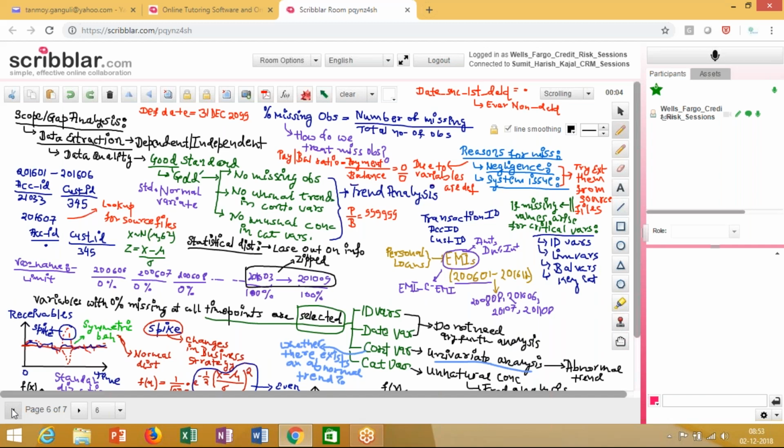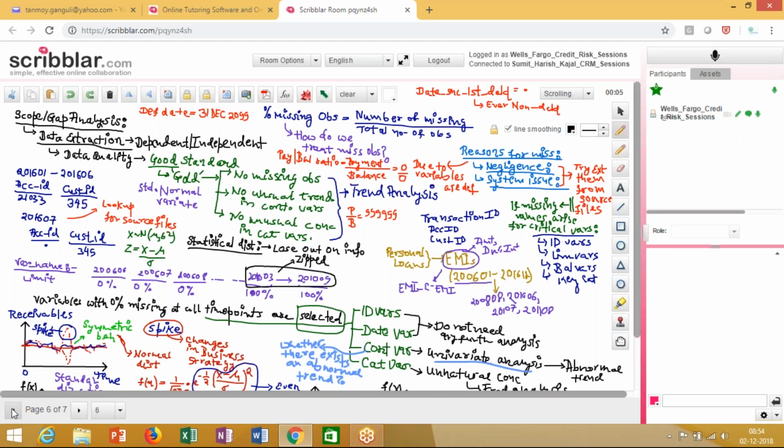Now, once that is done, once the business justification is provided, and we start working and developing the scorecard, the next thing that we try to do is perform the data extraction exercise. So we extract the data on the different variables, right? On the dependent and the independent variables, and we have discussed the different kinds of challenges that we may face while we are extracting the variables, right?